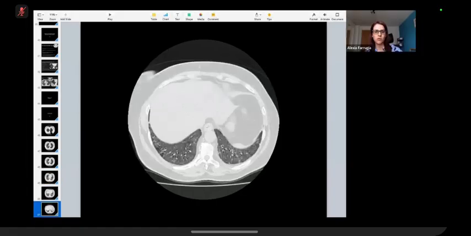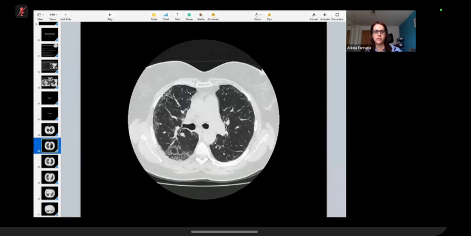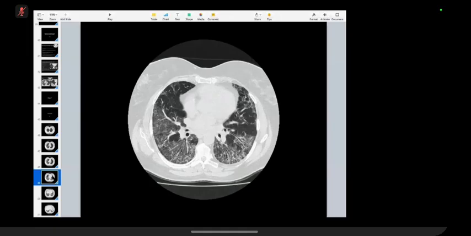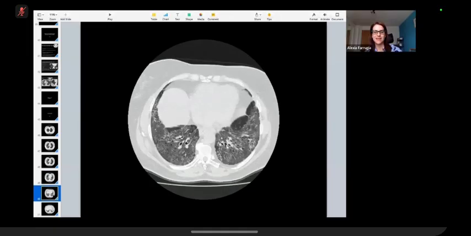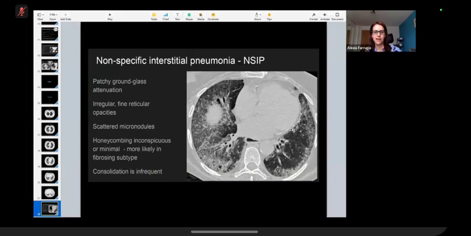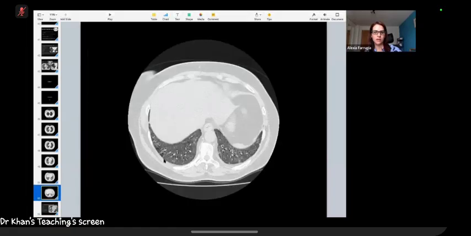So, what would be your top differential for this patient? Given that, it would be an NSIP type pattern. That's correct. So this patient has NSIP, and that is precisely because the predominant pattern is ground glass rather than reticulation and honeycombing. There is very little by way of honeycombing. I'm not showing you the extreme lung bases, but there was no honeycombing there.